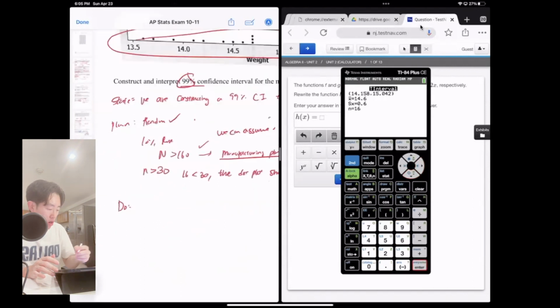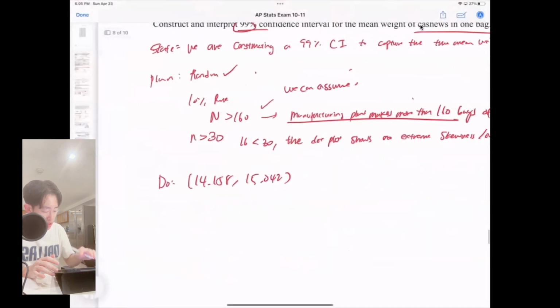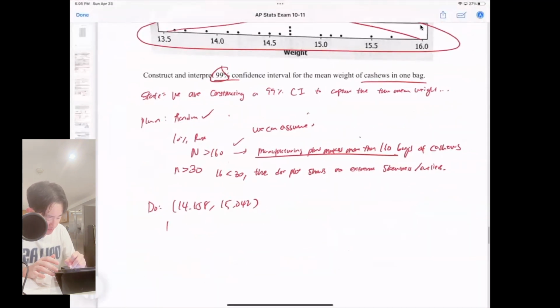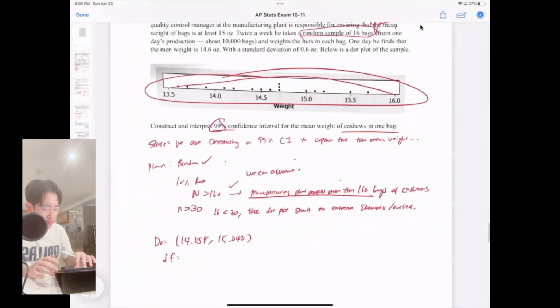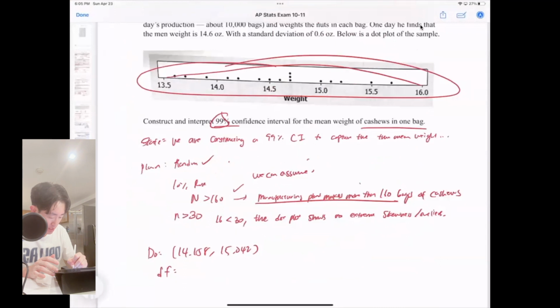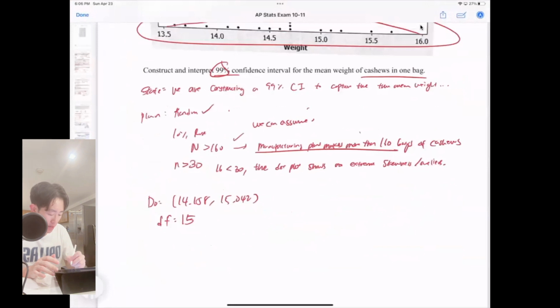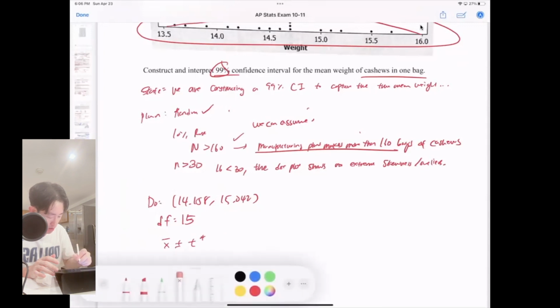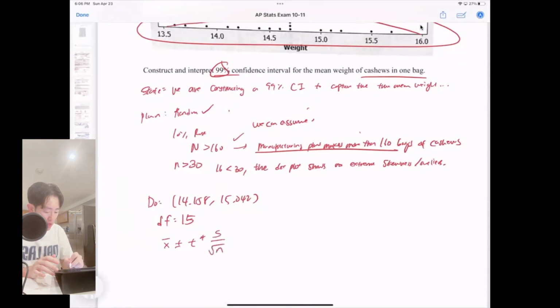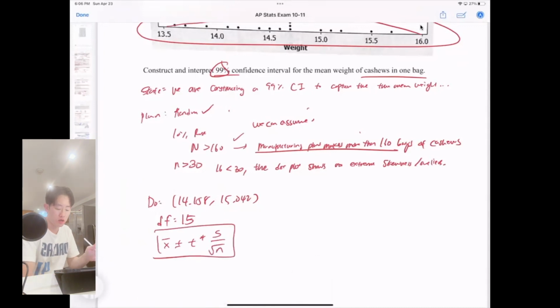So to do, we are going to write down 14.158, comma 15.042. And let's not forget the degrees of freedom that we have to use for the t-test. We could use 15 because it's n minus 1. However, we still have to write down the sample mean plus and minus the t times the sample standard deviation over the square root of n. This should be the confidence interval for this one sample.